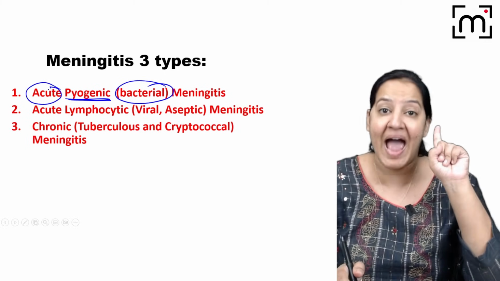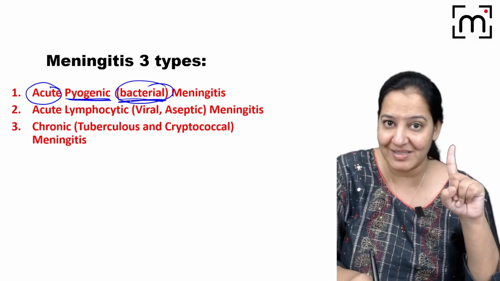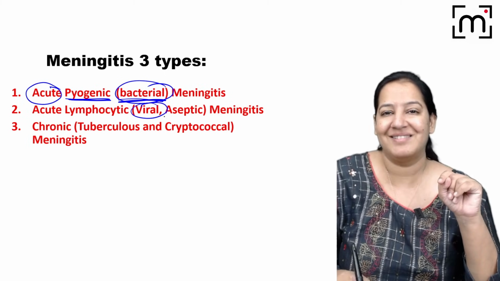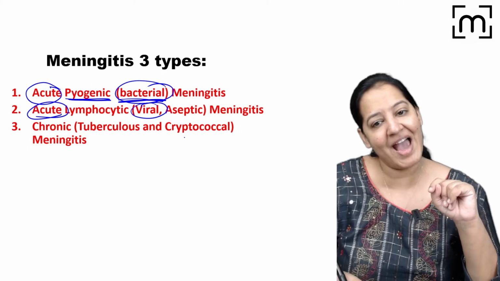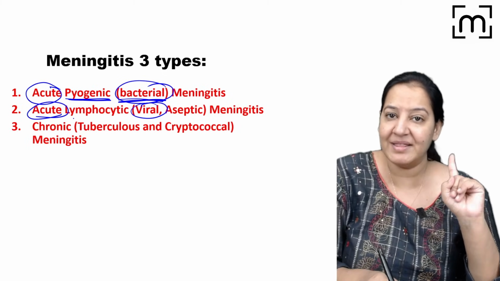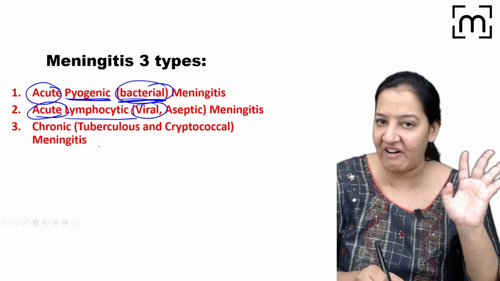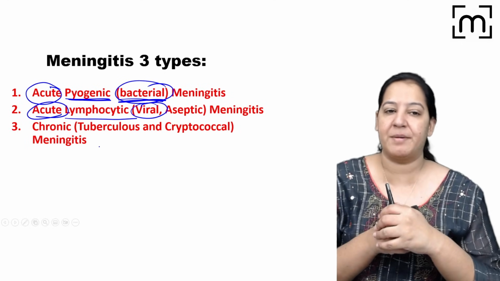That's why it is known as acute pyogenic bacterial meningitis. It is caused by bacteria, the pus forming bacteria. The second one is caused by viruses, not bacteria. It is also acute. Viruses also cause acute meningitis, but this time in the CSF lymphocytes are raised. Viruses do not cause pus. That's why the viral one is not pyogenic. It is acute lymphocytic viral aseptic meningitis.